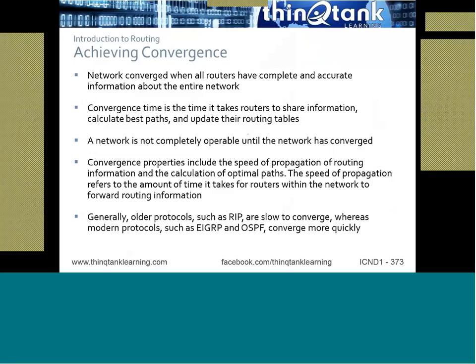A network is said to be converged when all routers have completed their calculations and they all have accurate information about the entire network. Older protocols like RIP are very slow to converge, whereas the newer protocols like EIGRP and OSPF converge more quickly. Think about it. If a topology changes, it's going to affect the data passing through the network. If it takes 60 seconds to converge, that's pretty significant. We're talking about convergence times in the millisecond time frame.